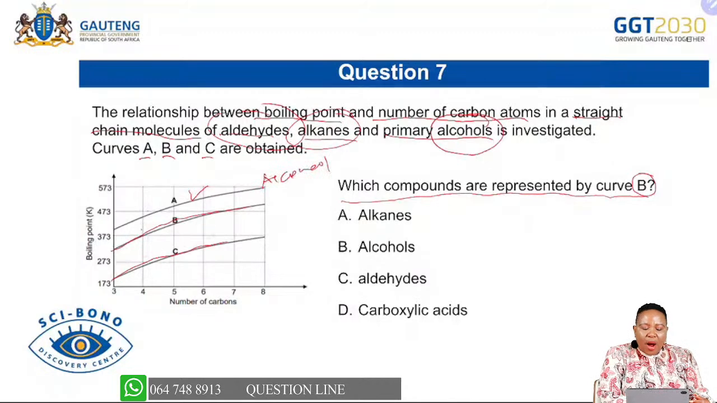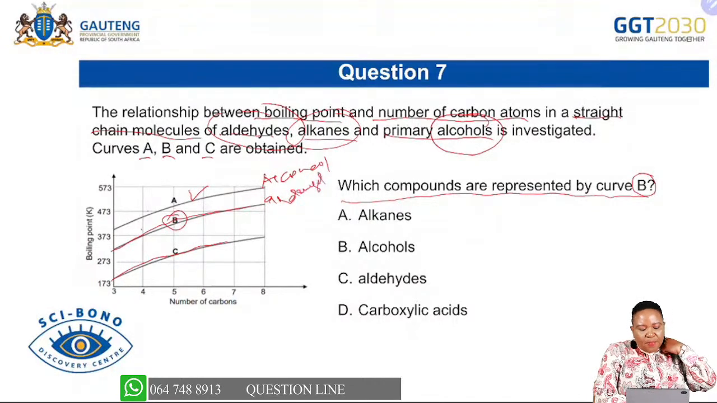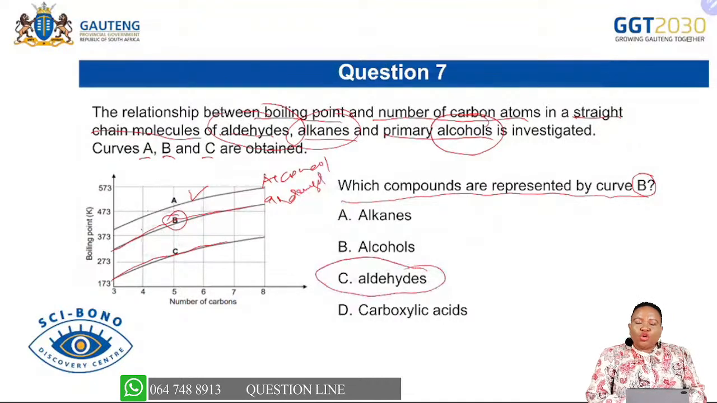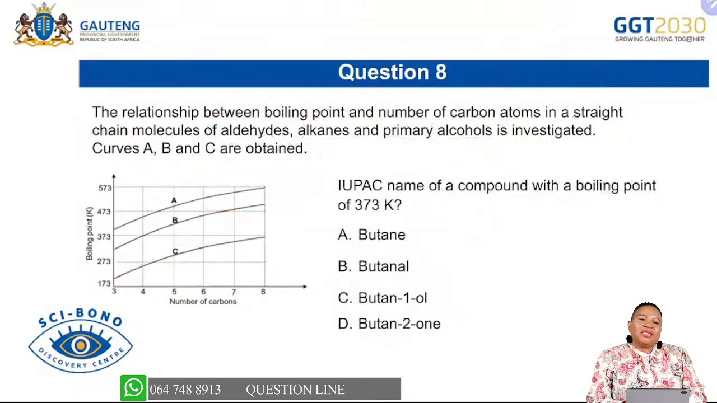But now, what will represent aldehydes? You know that aldehydes are having dipole forces, which are weaker than hydrogen bonds but stronger than London forces. So that is why you will say B represents our aldehydes, because B is between the London forces and the hydrogen bond. So curve B is the one that represents what? Aldehydes. So don't be afraid to go and try and interpret the graph, because always the graph will give you the information.